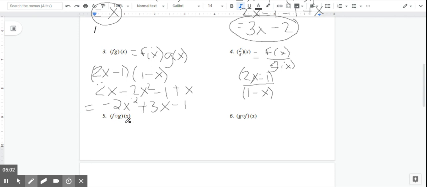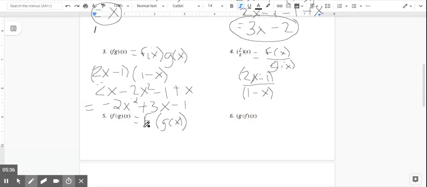So the last thing I'm going to talk about is composition of functions, and it looks like this. So this isn't saying f times g, this is saying f of g of x. It's different than multiplying f times g of x. It's saying we're going to plug in the entire g of x function anywhere we see an x in the f function. So we're literally taking g of x and plugging it into the f function.